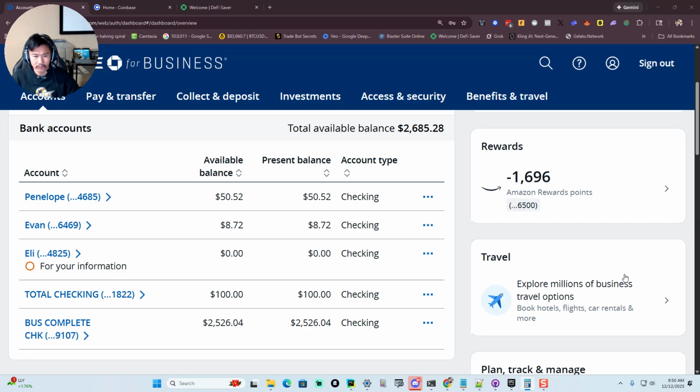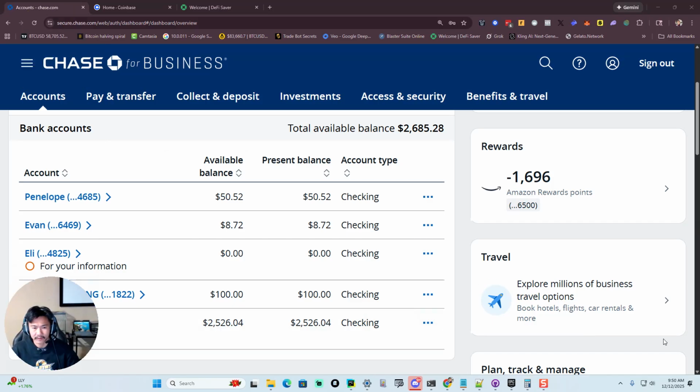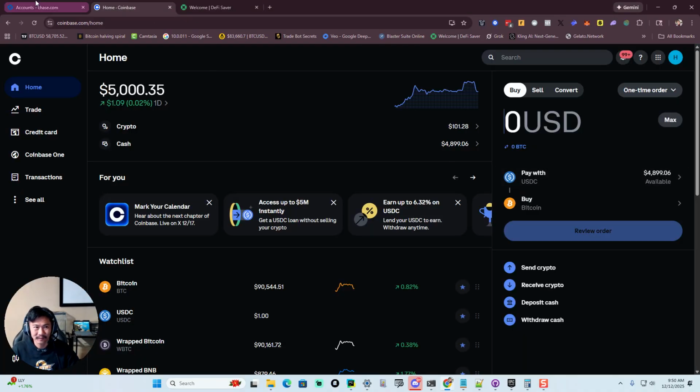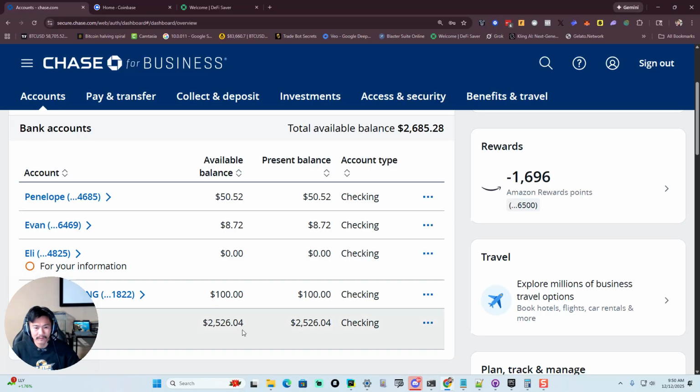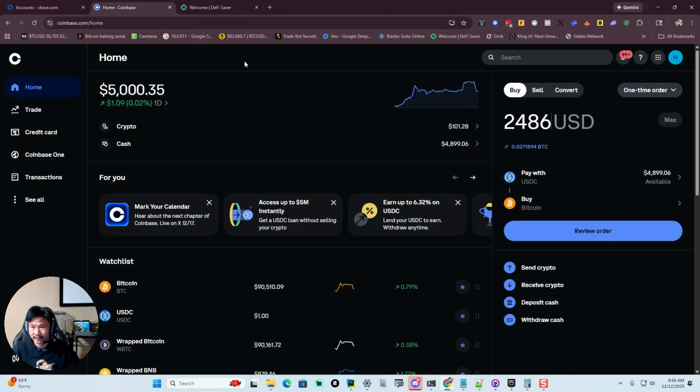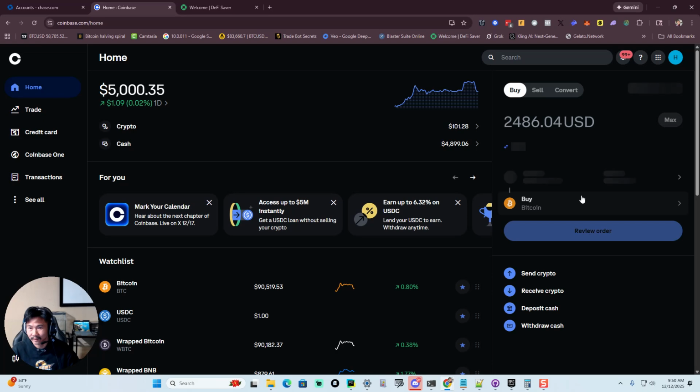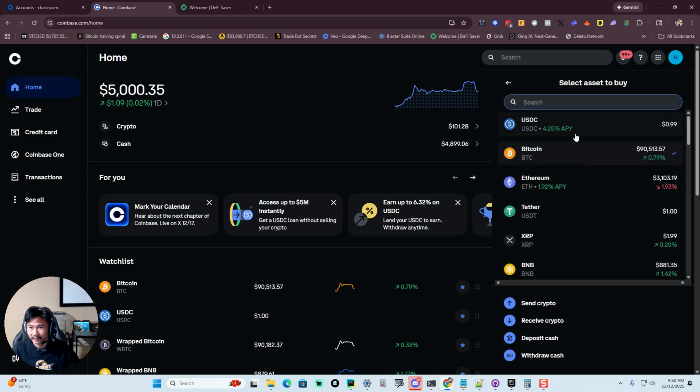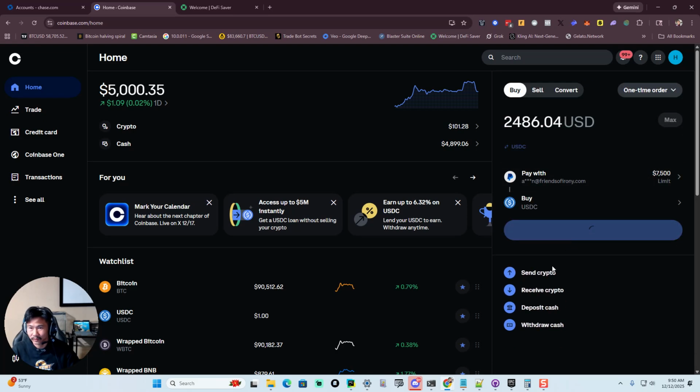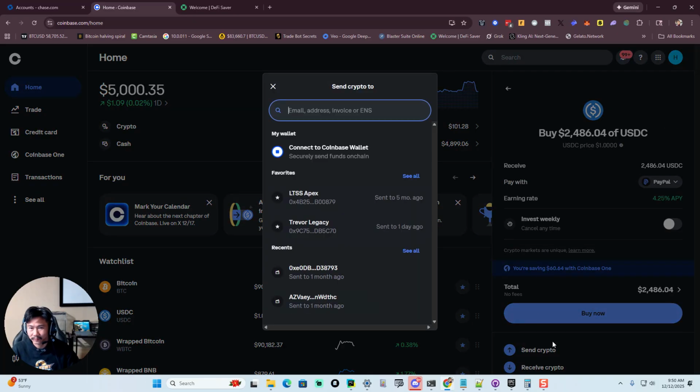So there'd be two. I could probably do mental math here. Maybe I don't want to do mental math. 286.04. Let's go ahead and move that. 286.04. 2,486 and 4 cents. I should leave $50 behind. And we're gonna buy that with USDC. All right, let's go and review that order and send that through.